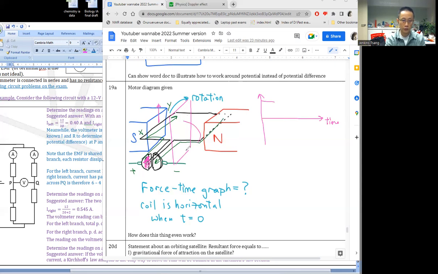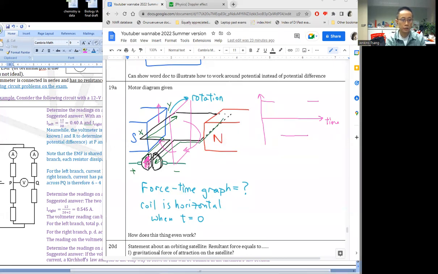So for these stages of the rotation, which are the second quarter and the third quarter of the rotation, the force reverses direction. Then in the last quarter of the rotation, the coil makes its way back to the left-hand side, making contact with the positive terminal. The force therefore would return to the positive direction. Therefore, choice A is the answer.